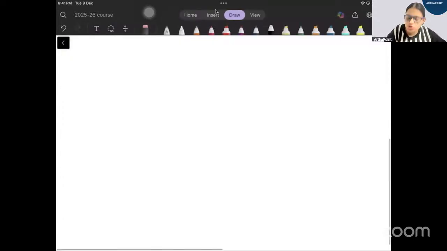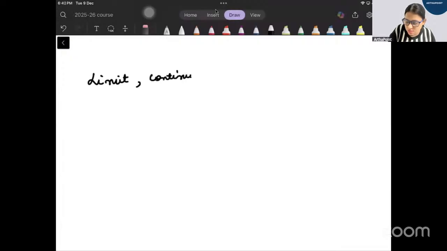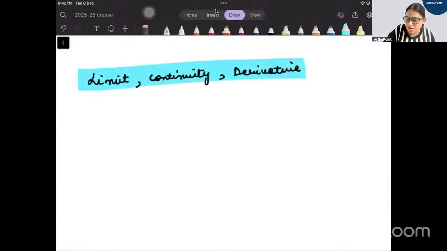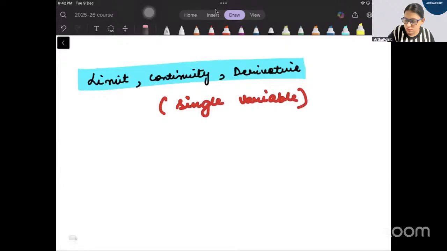Today, we take the next topic for practice, which is limit, continuity, and differentiation, derivative, for a single variable. Okay. We begin by talking about limits first.